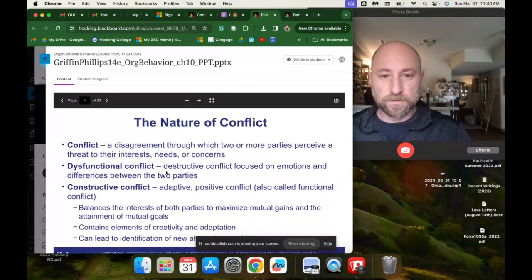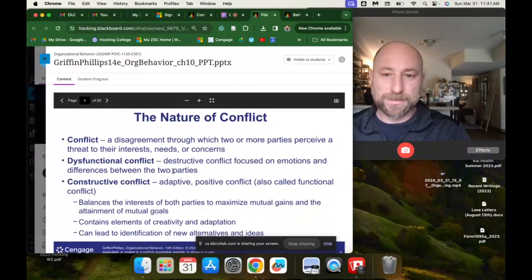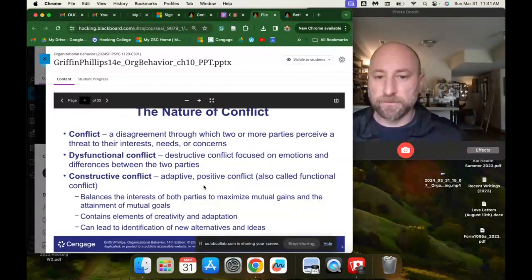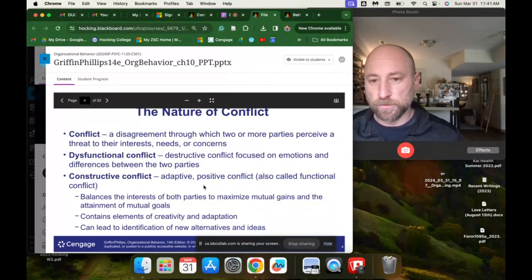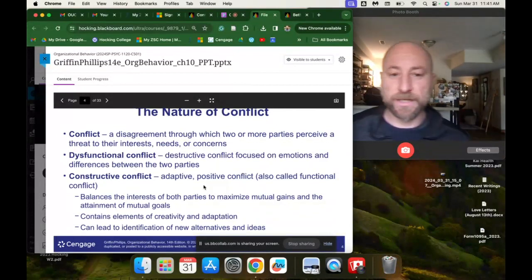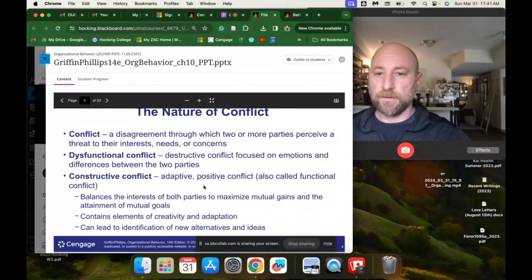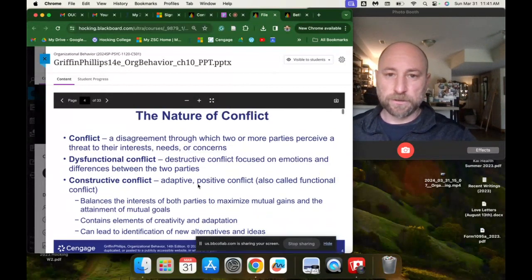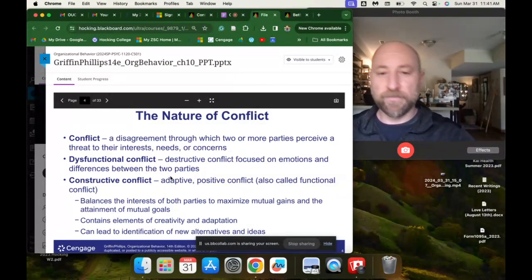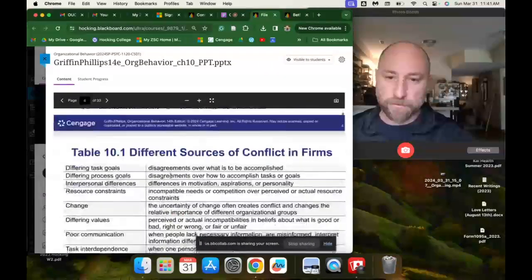All right, dysfunctional conflict is destructive conflict focused on emotions and differences between the 2 parties. Constructive conflict is adaptive, also positive conflict, also called a functional conflict, balances the interests of both parties to maximize mutual gains and the attainment of mutual goals, contains elements of creativity and adaptation, can lead to identification of new alternatives and ideas. Famous marriage psychologist John Gottman, he talks a lot about conflict and the importance of having more positive interactions than negative ones, and even within a conflict, still having positive interactions within that conflict.